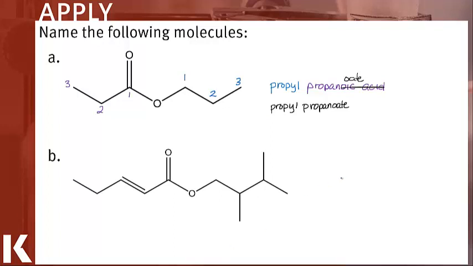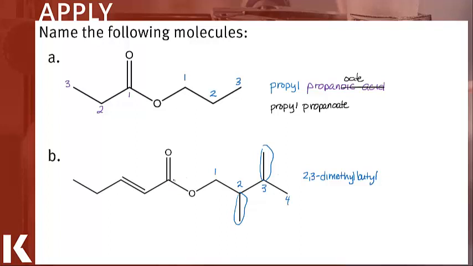Let's try question B. We're going to work with the alkyl portion first, and we're going to look for the longest carbon chain. Here we have carbon 1, 2, 3, and 4, which makes it a butyl group. We need to notice that there are 2 methyls coming off of this butyl group, on carbon 2 and carbon 3. This will give us a 2,3-dimethylbutyl substituent.